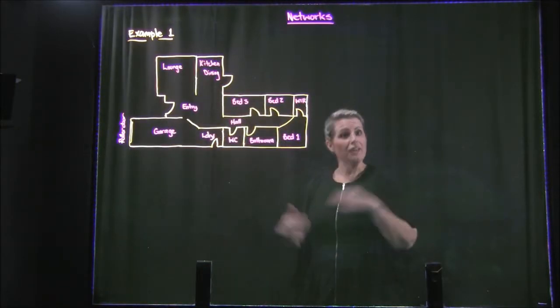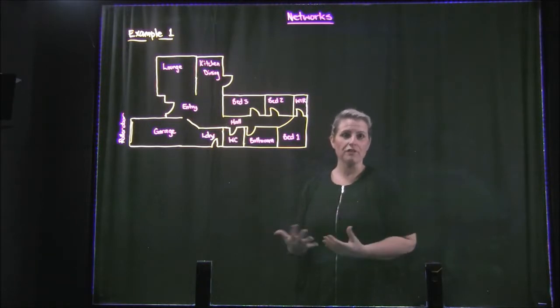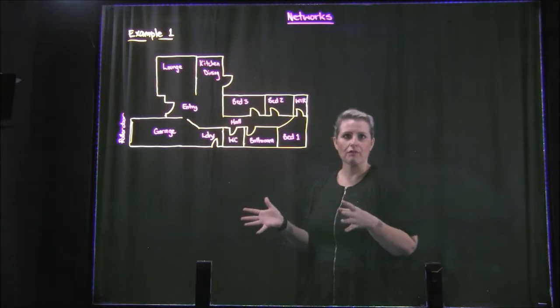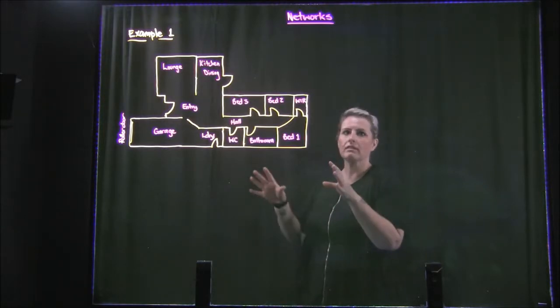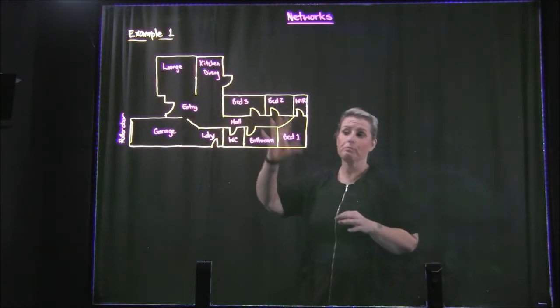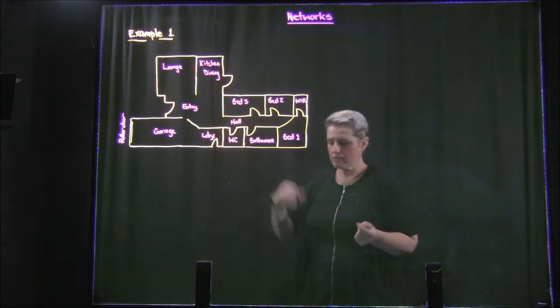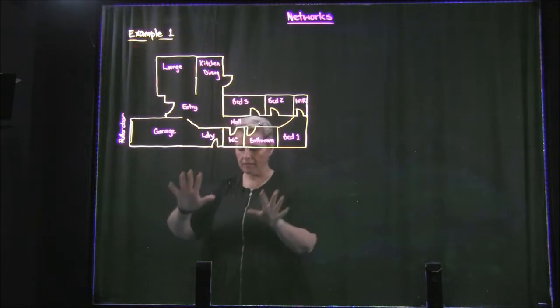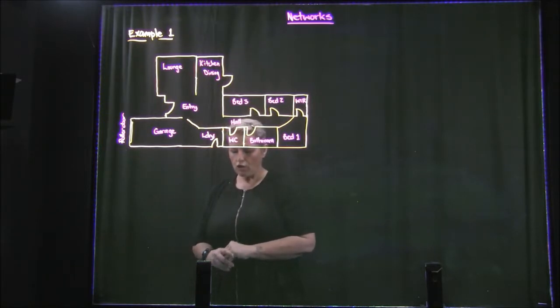Okay, so now that you know all of the different definitions for the terminology that you're going to be hearing, let's go through our first example. I've got up here basically a floor plan of a house, and what they're going to ask you to do is to model this house plan as a network, showing the doorways as edges, and the rooms as nodes.